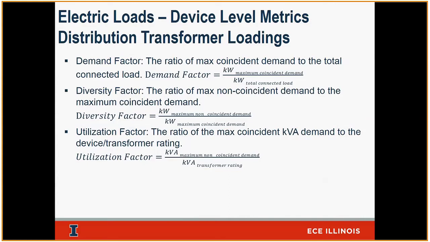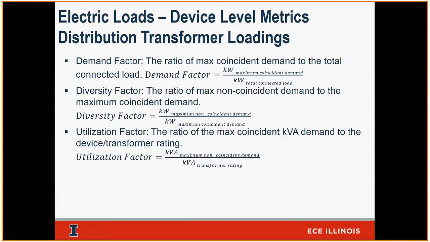Other terminologies we use are demand factor, diversity factor, and utilization factor. Really, again, they're all just terminologies that we use in the industry, and they're ratios of typically maximum, either coincident demand or non-coincident demand, depending on what analyses you're trying to do. So a demand factor is maximum coincident demand to your connected load, right? So I look at the coincident demand, so the peak at 5 o'clock, and I compare that to my connected load. And I try to better understand what that demand factor looks like.